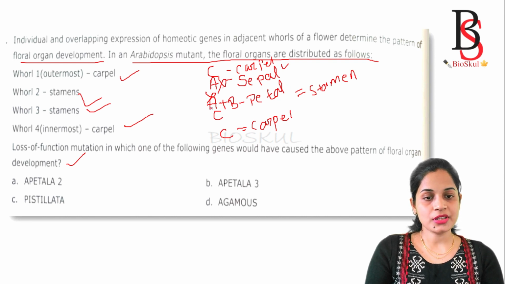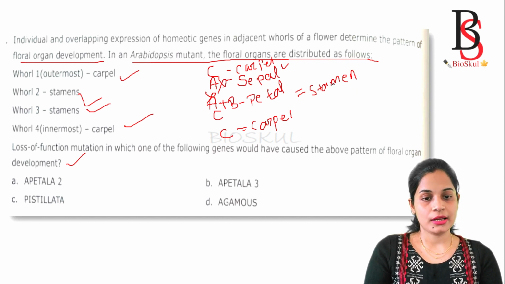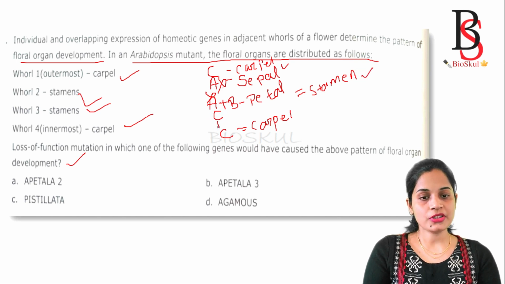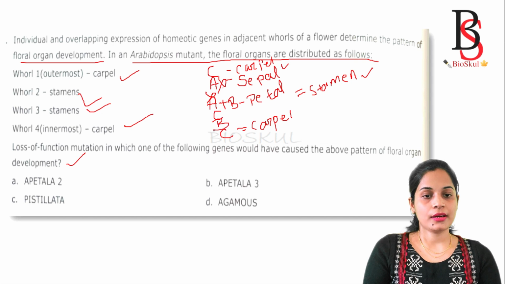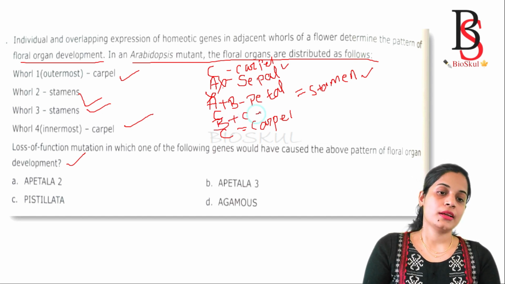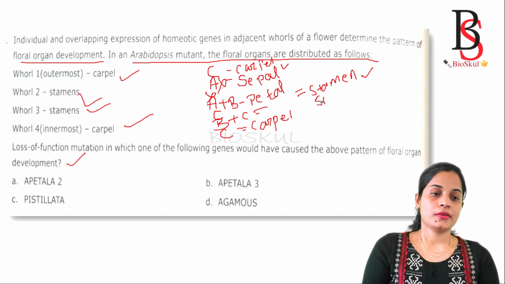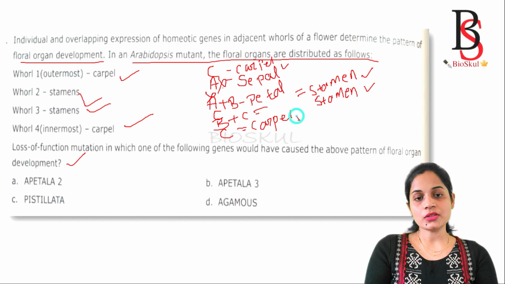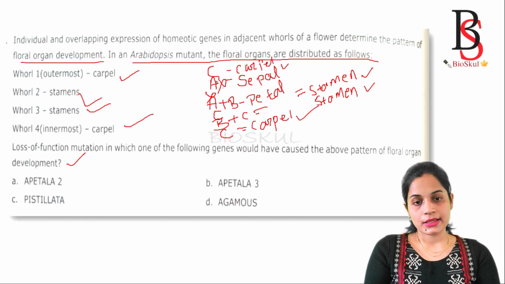Then we'll get A plus B. The A is absent, so instead of petal it forms the stamen. Then the third whorl is B plus C. B plus C means it will also form the stamen. And whorl 4 will form the carpel. So from this we concluded that the gene A is absent.